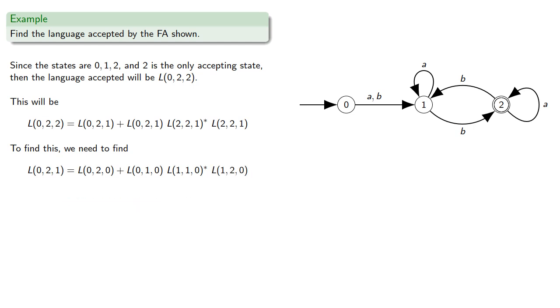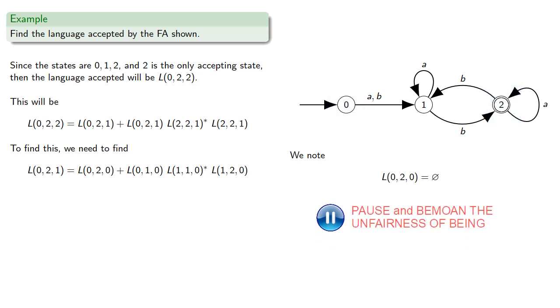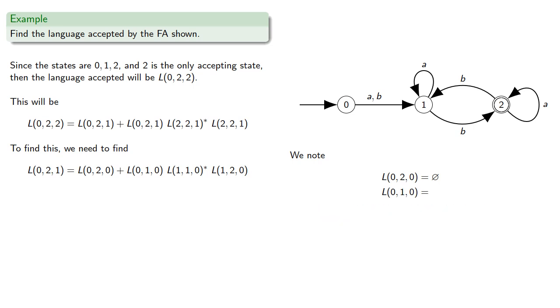So L(0,2,0). That's just the empty language. There's no strings that will take us from 0 to 2 without passing through something higher numbered than 0. L(0,1,0), those are the strings from 0 to 1 not passing through anything higher than 0. And so that's just A or B.